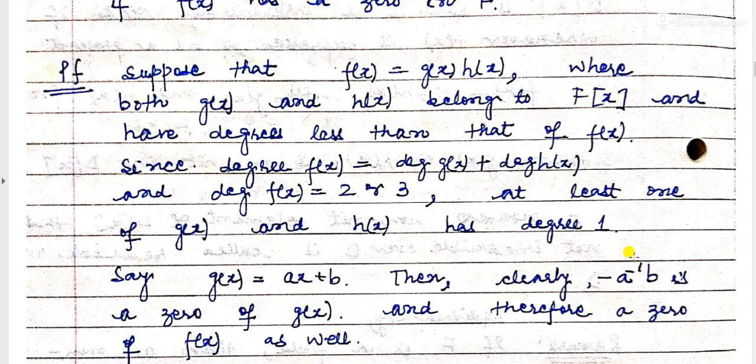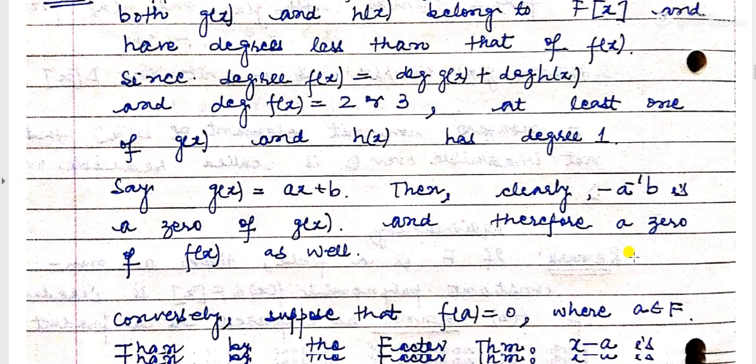Let's say g(x) is equal to ax plus b. Then clearly minus a inverse b is a 0 of g(x). If we substitute minus a inverse b in place of x, what we get? Minus b plus b, 0. So it's a 0 of g(x) and therefore it's a 0 of f(x) as well. So we are done one way.